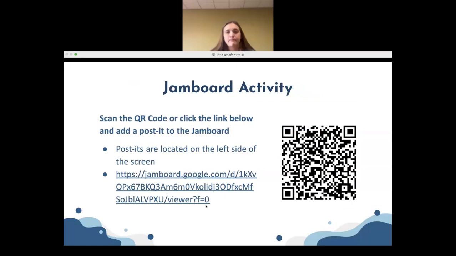All right, at this time, we would like you to pause the video and either click on that link or scan the QR code to participate in the Jamboard activity. On the left side of your screen, you'll be able to add a sticky note, and you're going to answer the question of what occupations may be difficult considering the motor and non-motor symptoms of Parkinson's disease.